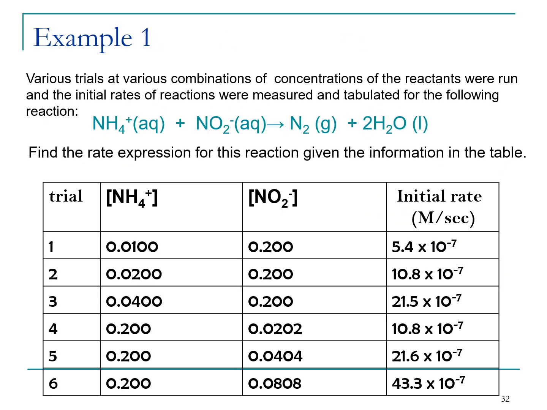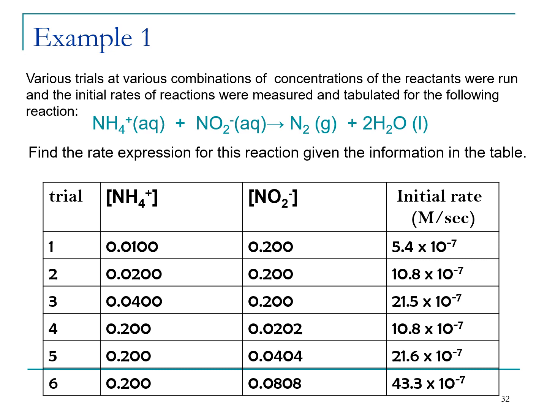All right, so here's some data that was given to us. Various trials and combinations of concentrations of the reactants were run, and the initial rates of reaction were measured. NH4 plus and NO2 negative give us N2 and 2 H2O. I don't know what they measured, probably maybe the pressure of N2. But anyway, they were able to measure the rate of the reaction right at the very start of the reaction.